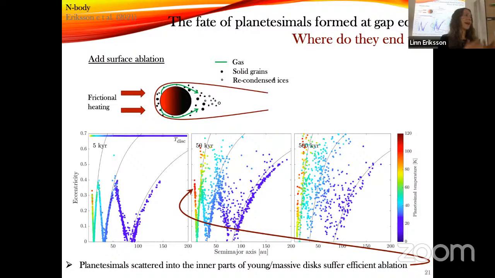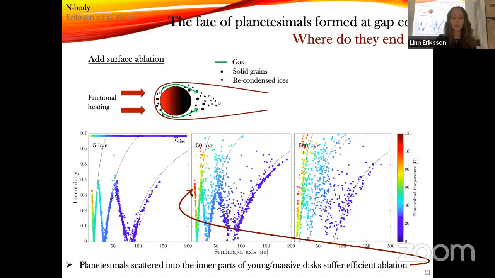Okay, so we decided to add this process of ablation to our simulations. Here is how it looks then. Now the color coding of the planetesimals is their surface temperature. The assumed planets in HL Tau are pretty far away from the star, so it's only really the innermost planetesimals, like the ones around here, that obtain high enough temperatures to be efficiently ablated.